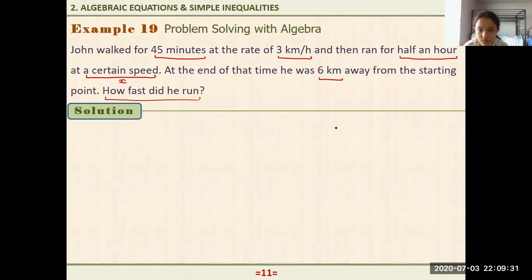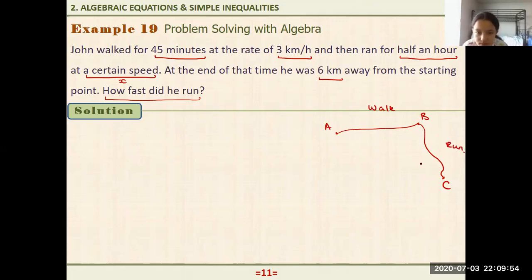Let's say the guy started from here, okay? From here to here, he walked, all right? Let's say from A to B, he walked. And after that, from B to C, here, he ran, right? Here, from A to B, walked, and here, he ran.